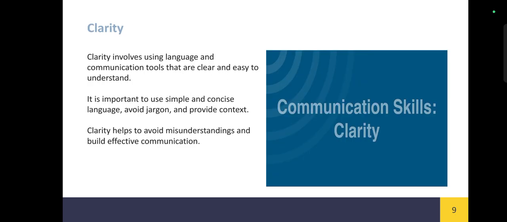This is clarity. Clarity involves using language and communication tools that are clear and easy to understand. It is important to use simple and concise language, avoid jargon, and provide context. Clarity helps to avoid misunderstanding and build effective communication and helps us to build our relationships. Now, moving to another slide.